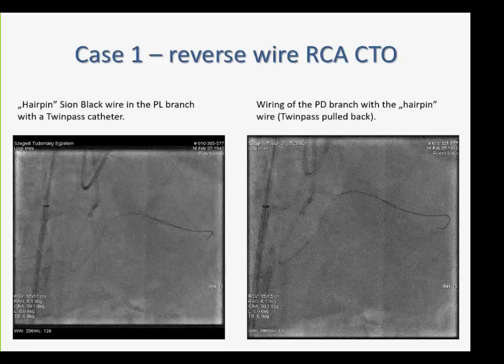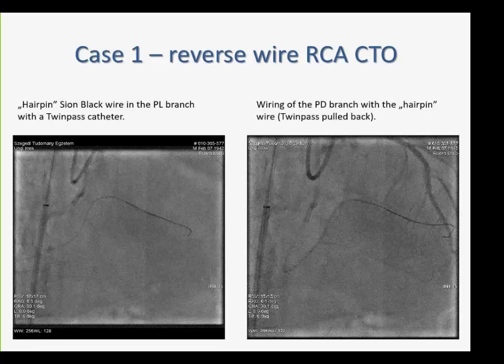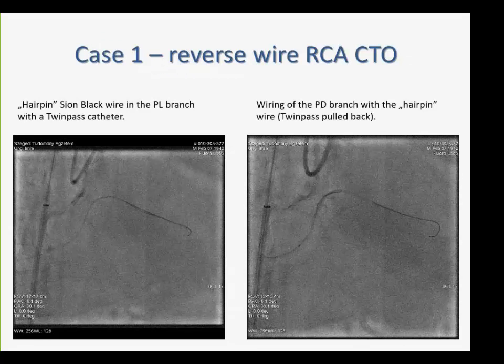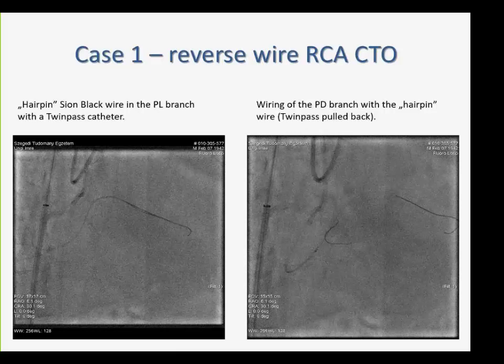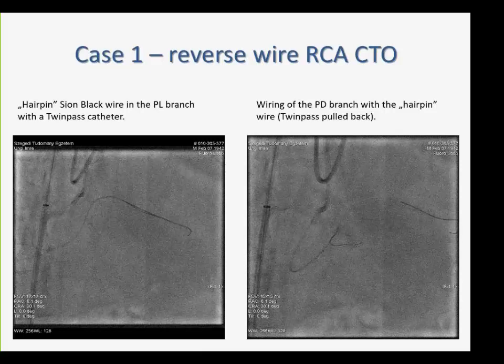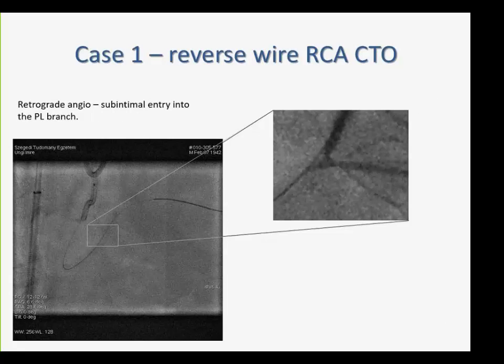So at this phase, sometimes people just accept one branch and they say, well, maybe we sacrifice one branch. But this was a fairly large posterior descending artery. So your thoughts are, do you always try to get both branches on a distal bifurcation? Or if it's a small branch, you may sometimes just accept losing one of the branches to get the bigger one?